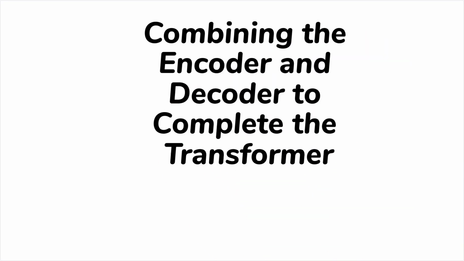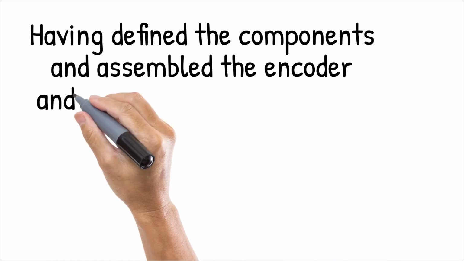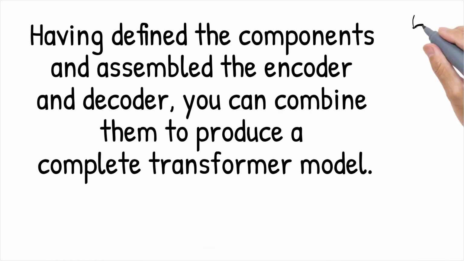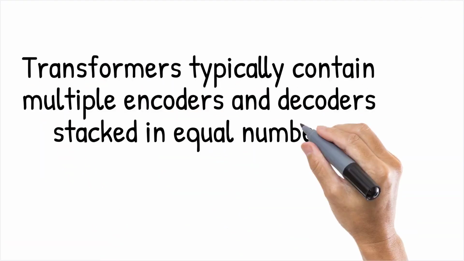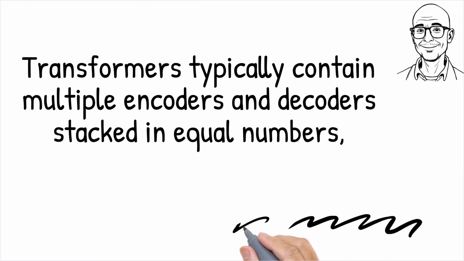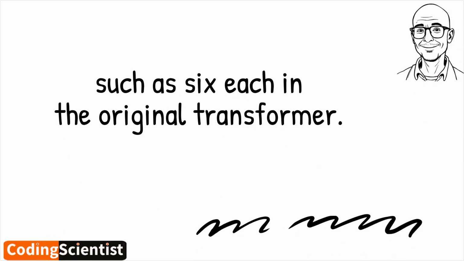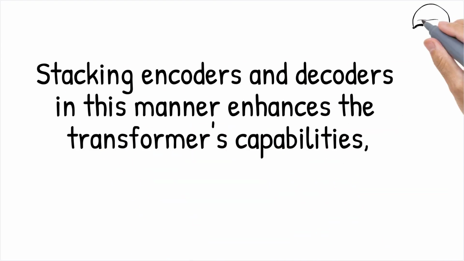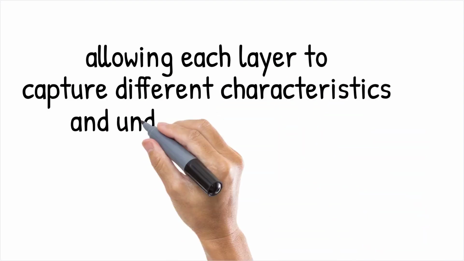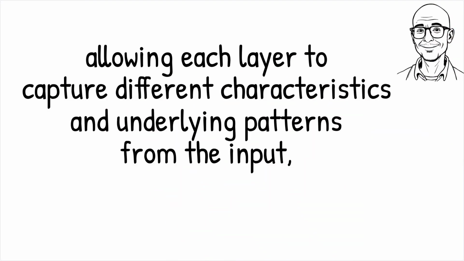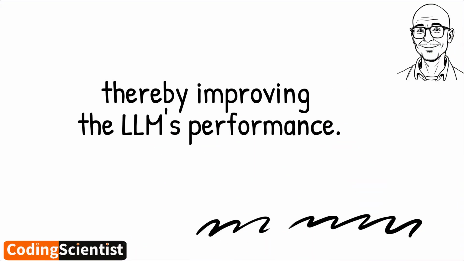Combining the encoder and decoder to complete the transformer. Having defined the components and assembled the encoder and decoder, you can combine them to produce a complete transformer model. Transformers typically contain multiple encoders and decoders stacked in equal numbers, such as 6 each in the original transformer. Stacking encoders and decoders in this manner enhances the transformer's capabilities, allowing each layer to capture different characteristics and underlying patterns from the input, thereby improving the LLM's performance.